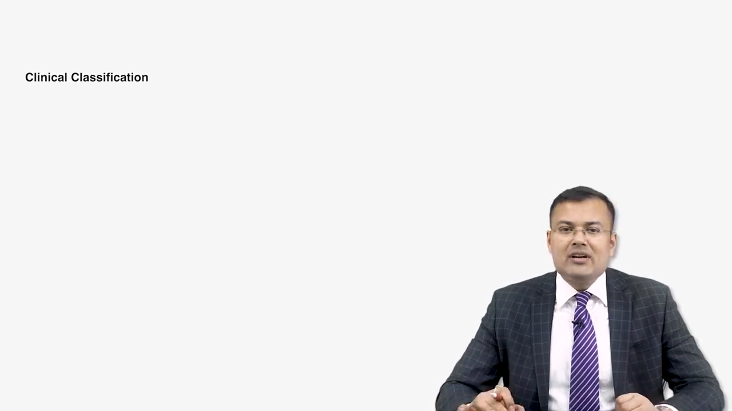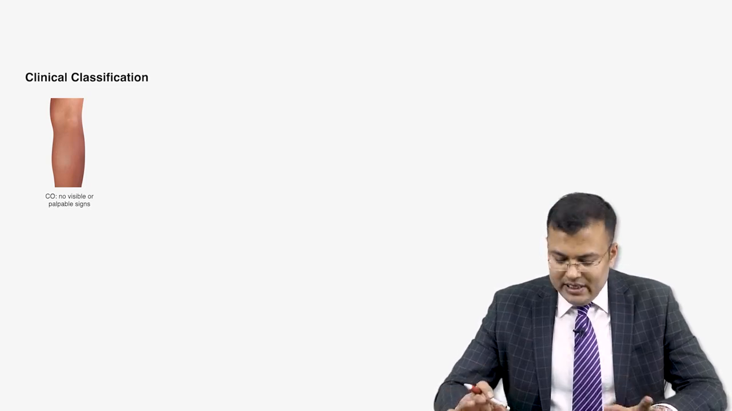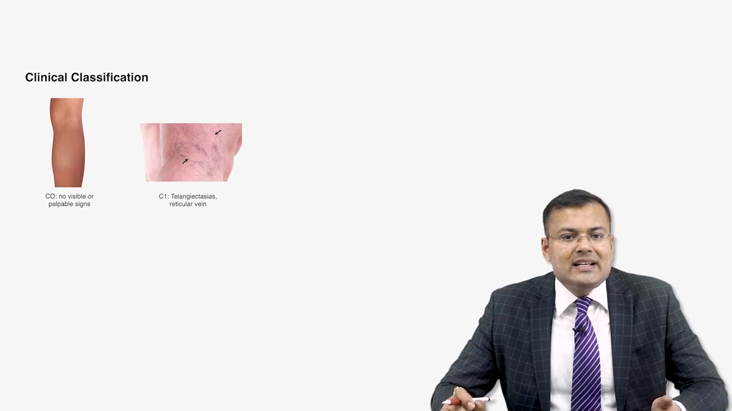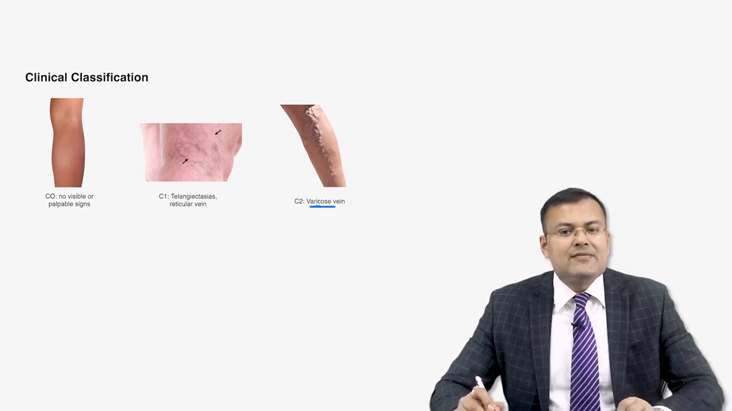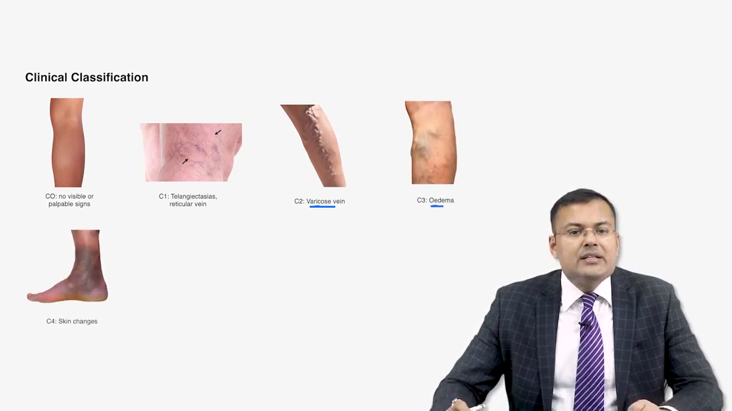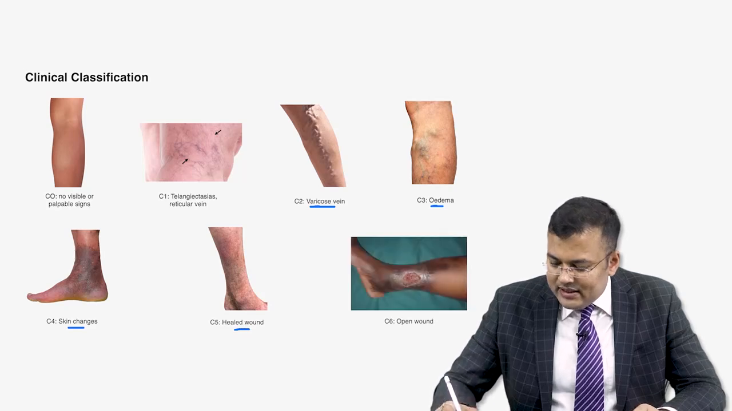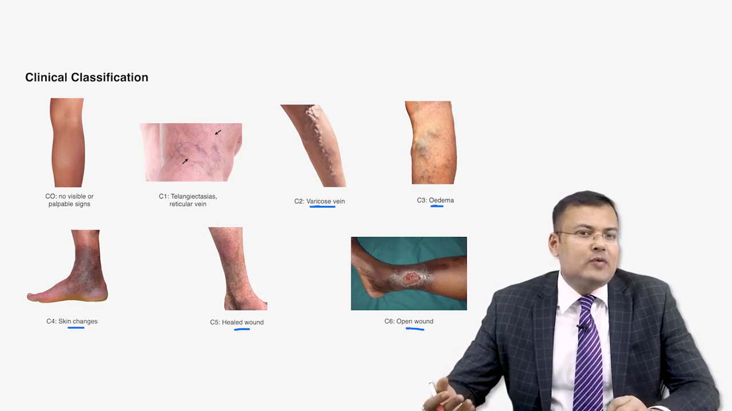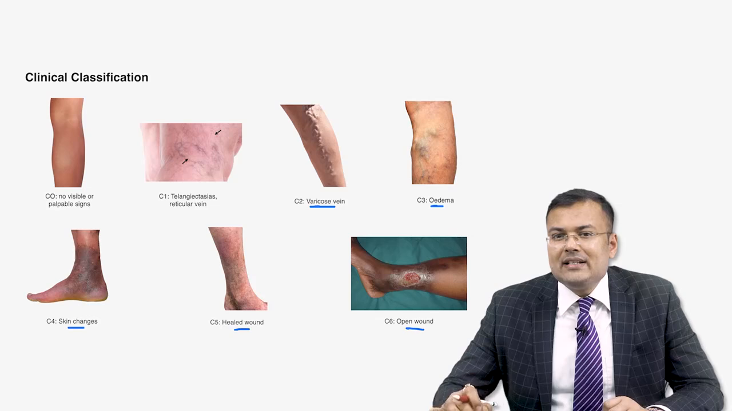Mostly examiners ask about this C, which runs from C0 to C6. C0 means no visible or palpable sign. If it is C1, there is telangiectasia or reticular vein. If it is C2, remember that varicose vein starts from C2. After that, complications start. In C3, the patient has edema. In C4, there are skin changes. In C5, there is a healed wound. And in C6, there is an open wound. Clear? So C2 varicose vein, C3 edema, C4 skin changes, C5 healed wound, and C6 open wound.